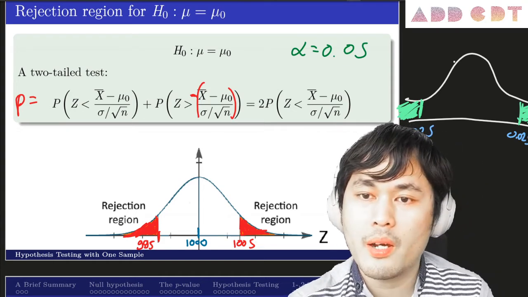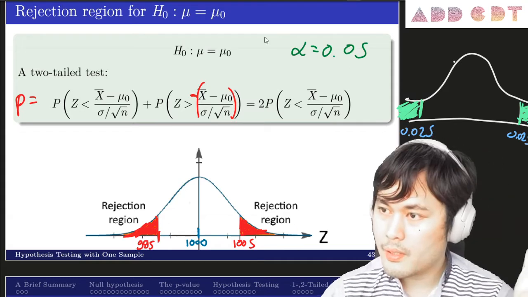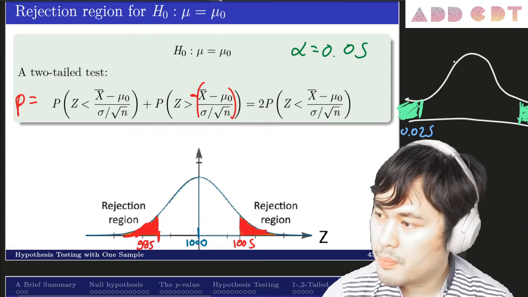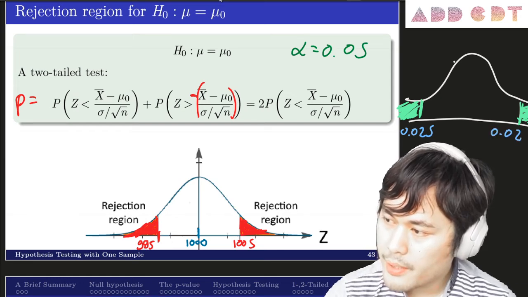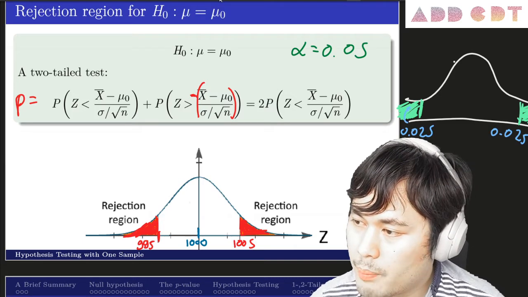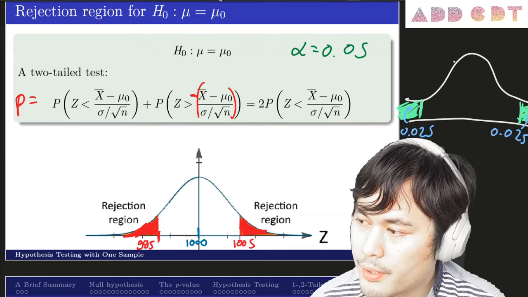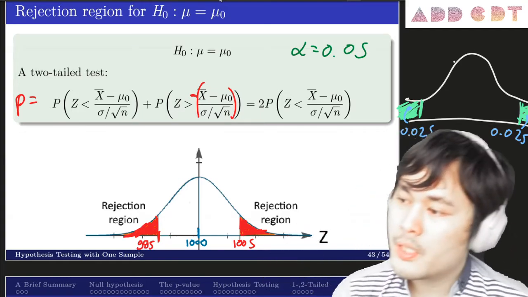We don't get 0.05 on both sides. We get half and half. We split it up. Now that's the area, not the point. The area of these 2 areas. The area of each of these 2 areas is 0.025.